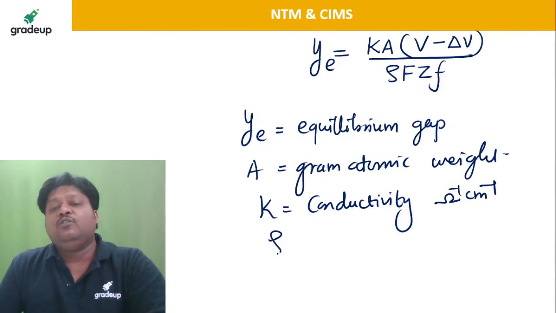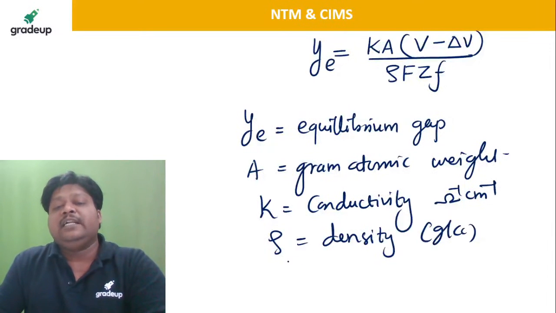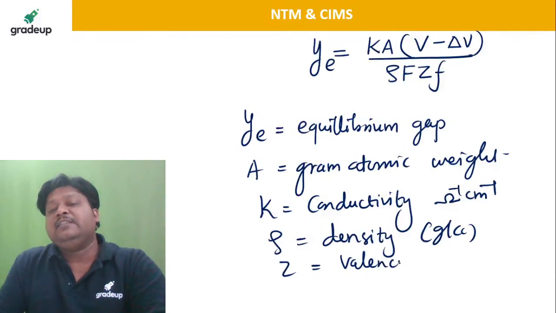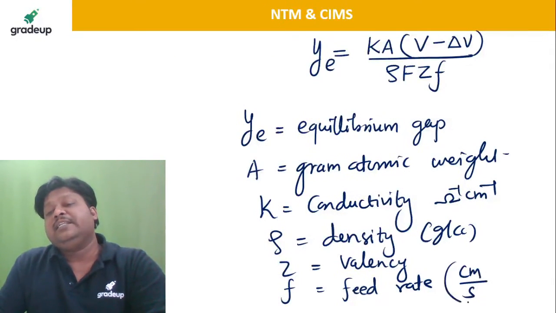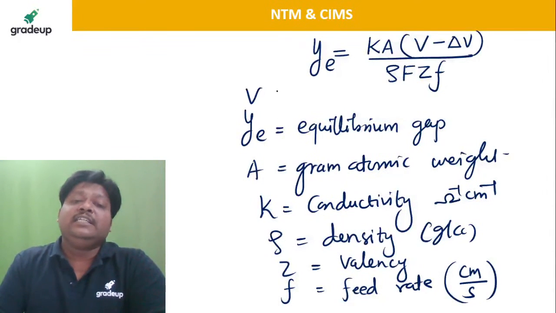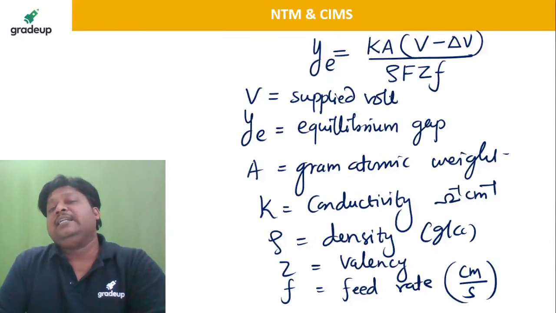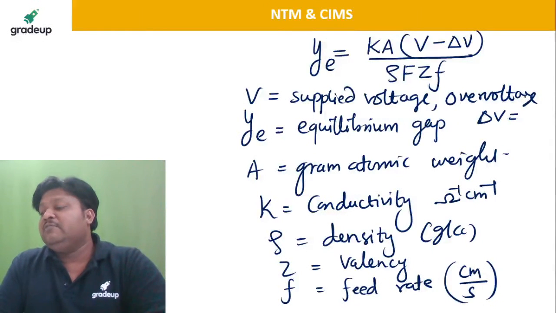Rho is the density of the work material, in grams per cc. Z is the valency of material, and f is what? Feed rate, which, if you are using the CGS unit, generally use the CGS unit, is centimeter per second. V is the supplied voltage or applied voltage. And here, students, whenever an over voltage is given, which is denoted as delta V, how much is it here? They have given over voltage as 1.5 volt.